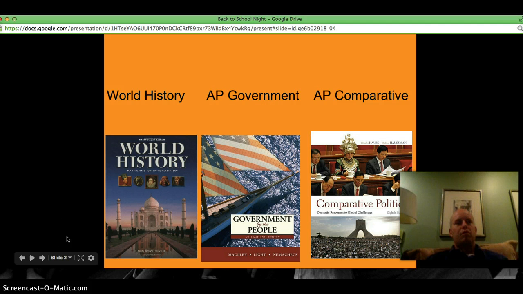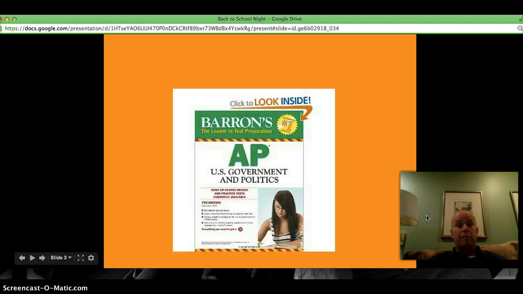So these are the ebooks. We're now into our third year of electronic books: World History, Government, and Comparative. The Government and Comparative books will both be used for the comparative kids.